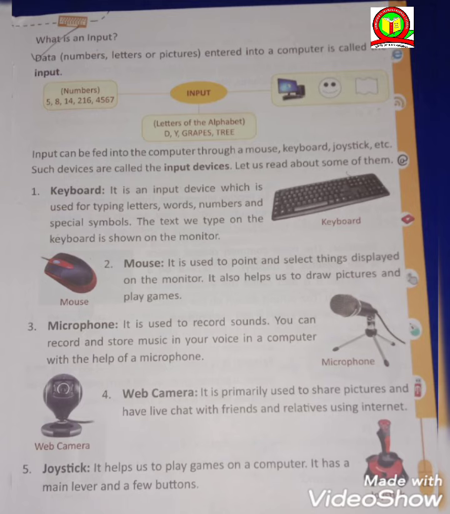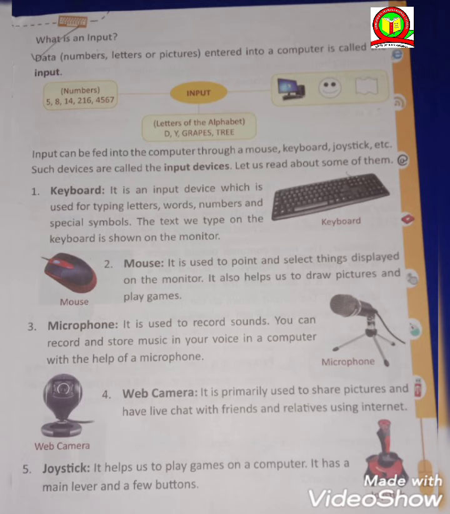Okay, so what is an input? Input means data, numbers, letters or pictures, whatever is entered into the computer, that's called the input. So input can be fed into the computer through a mouse. With the help of a mouse we can input whatever we want into a computer. So mouse, keyboard, joysticks and many more are there. They are called input devices.